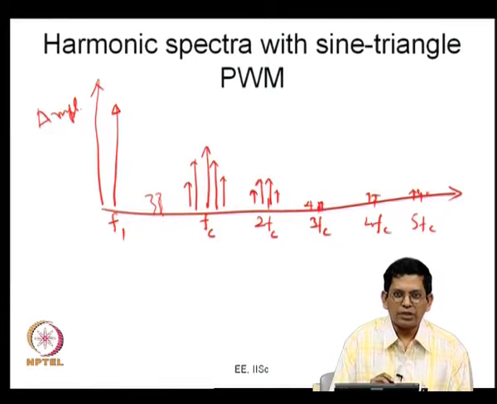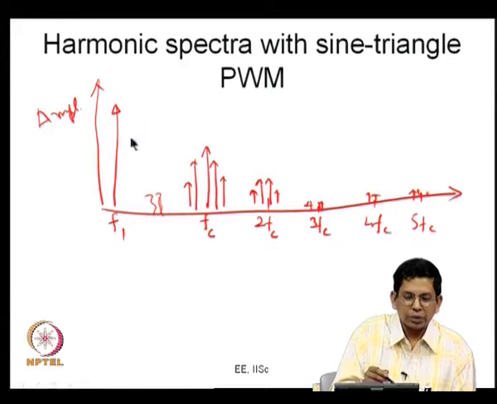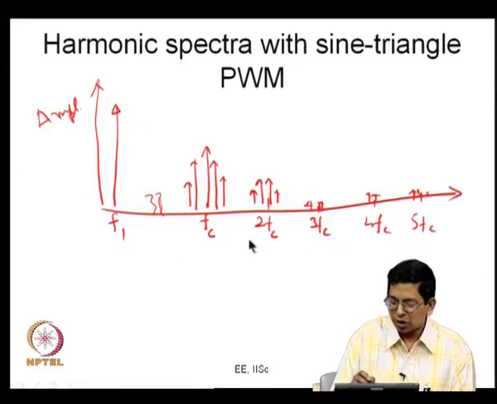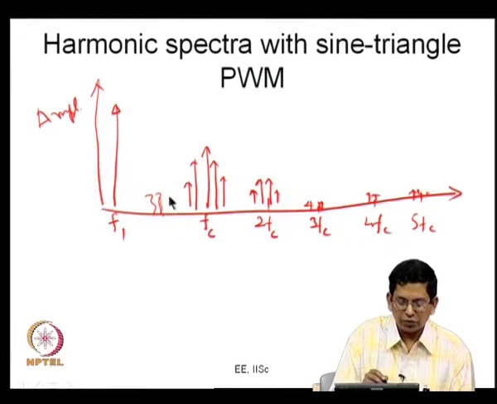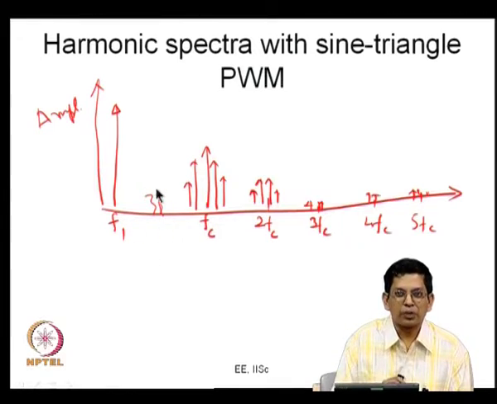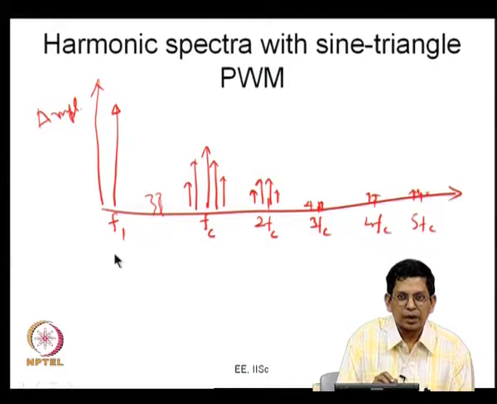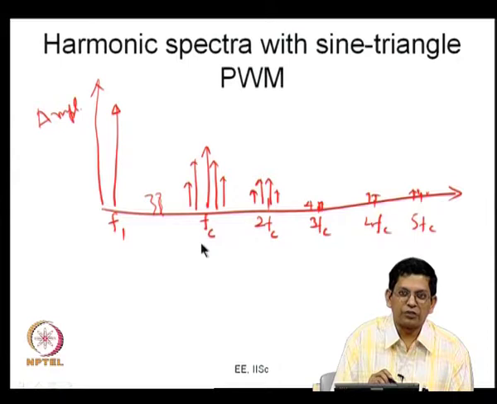So, what you have is a fundamental component and several components which are called switching frequency components, and there is a big separation in frequency between these two. This can be 50 hertz and this can be 5000 hertz. So, you see there is a 1:100 difference now.